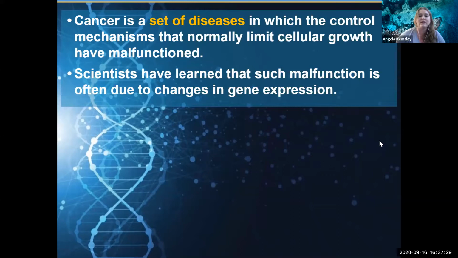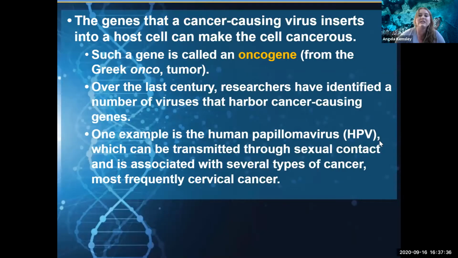And scientists have learned that such malfunction is often due to changes in gene expression. So the genes that a cancer-causing virus inserts into a host can make the cell cancerous. Such a gene is called an oncogene, from the Greek onko for tumor. Over the last century, researchers have identified a number of viruses that harbor cancer-causing genes. One of the examples is HPV, which can be transmitted through sexual contact, and it's actually associated with several types of cancer, usually cervical cancer.